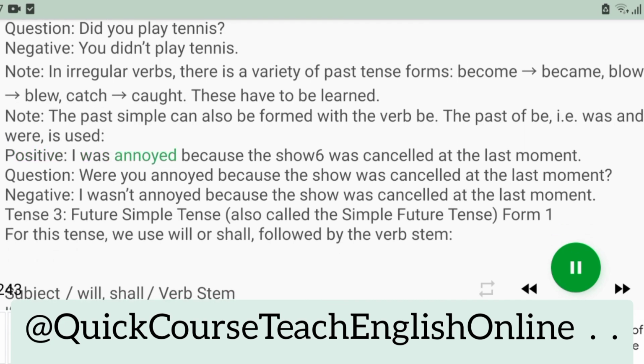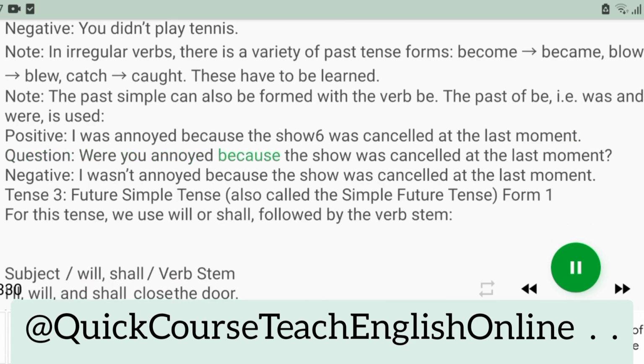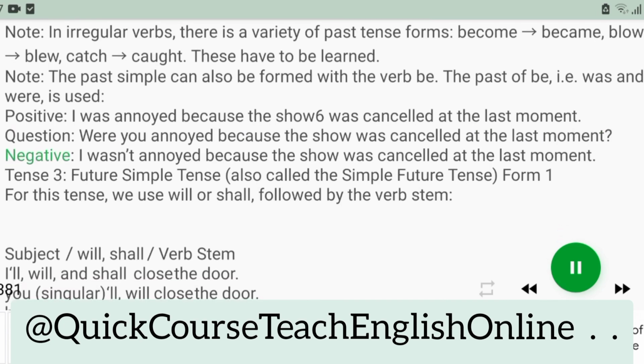Positive. I was annoyed because the show was cancelled at the last moment. Question. Were you annoyed because the show was cancelled at the last moment? Negative. I wasn't annoyed because the show was cancelled at the last moment.